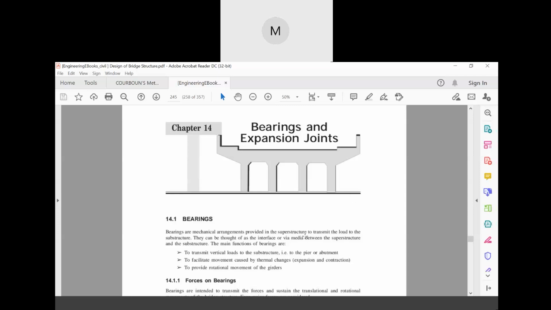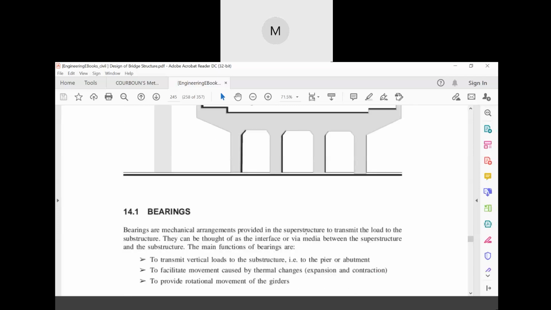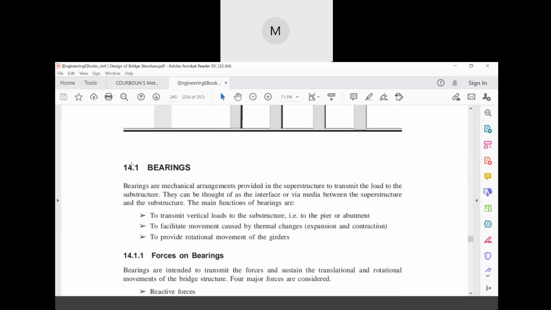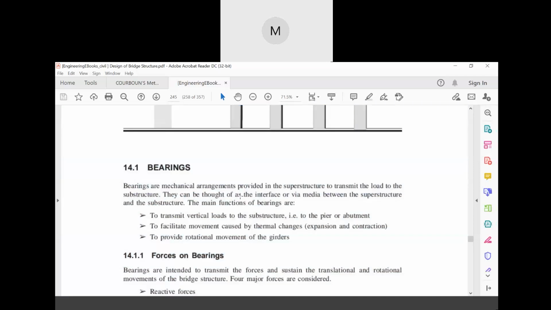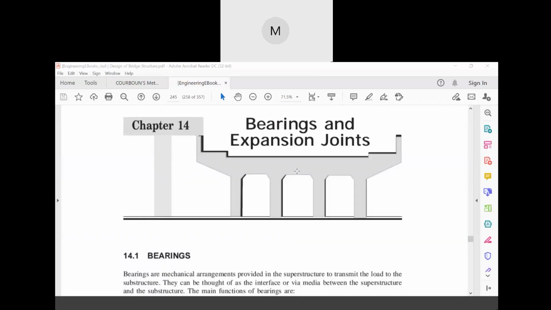Now look, can you see my screen? I'll give you the notes. Don't worry about it. Can you see the PDF?